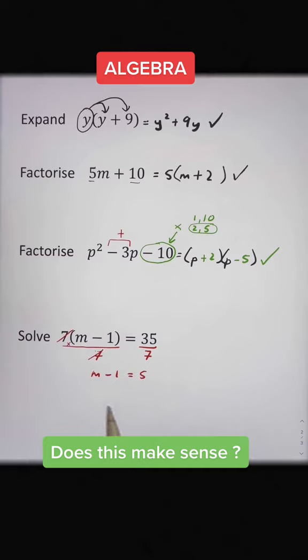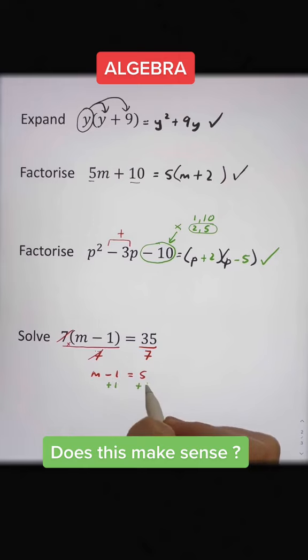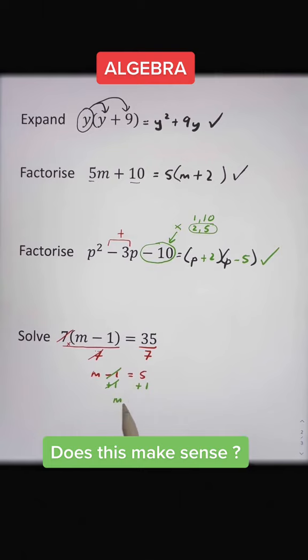As I want to get m by itself, I need to move the negative 1 to the right by doing the opposite. The opposite of minus 1 is to add 1 to both sides. Negative 1 add 1 will cancel, leaving us m on the left. And 5 add 1 gives us 6.